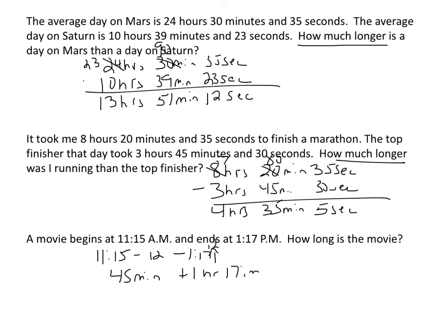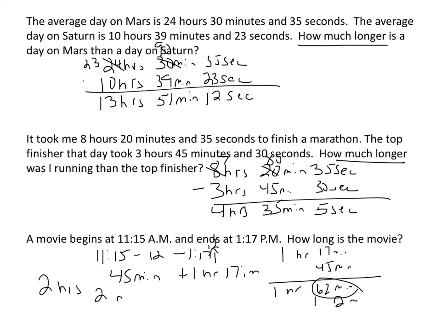Now I can just add those. So I have 1 hour, 17 minutes, and I'm going to add 45 minutes, which gives us 62 minutes and 1 hour. But since we can regroup the 62 into another hour and 2 minutes, the movie was 2 hours and 2 minutes long.